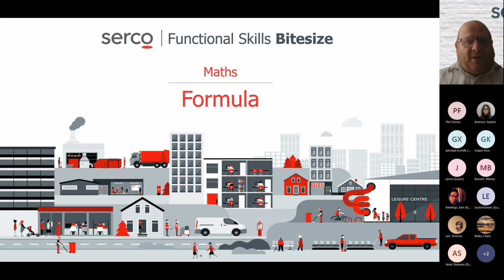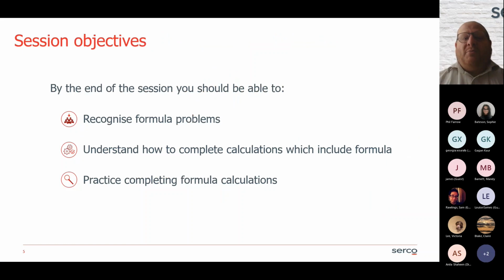So in terms of this session on formula, what we are going to look at and hopefully cover for you is to talk about what we mean by formula problems. So when you see something, you'll know it's a formula problem, a formula question. Understand how you can complete calculations which include formula, and I'm going to give you some chance to practice completing formula calculations. You may need a calculator for some of the questions.